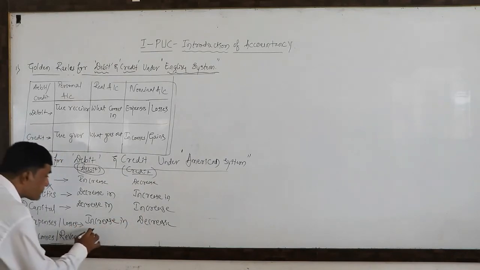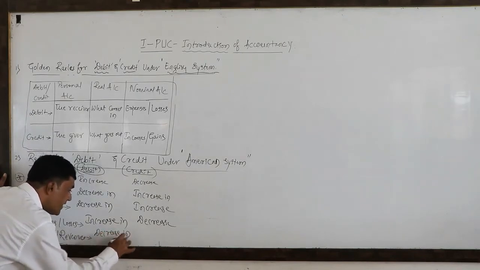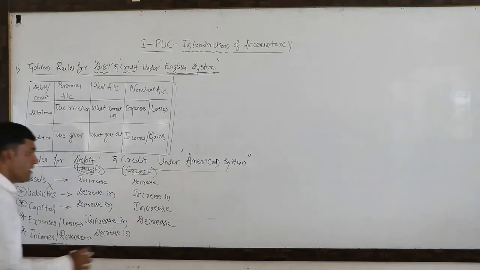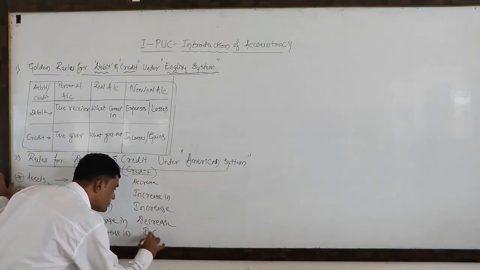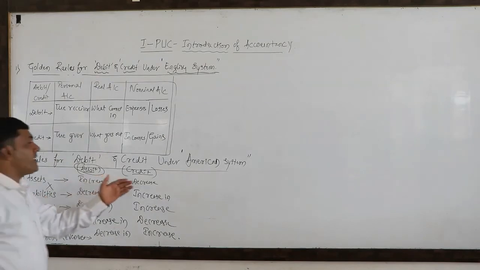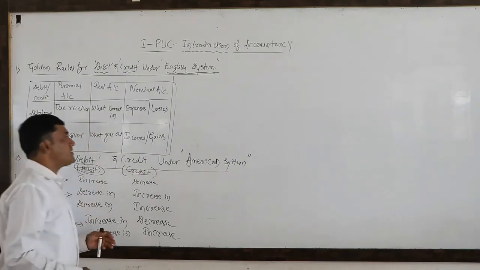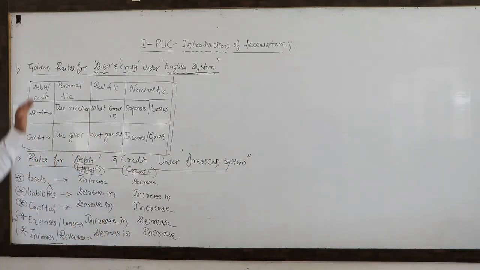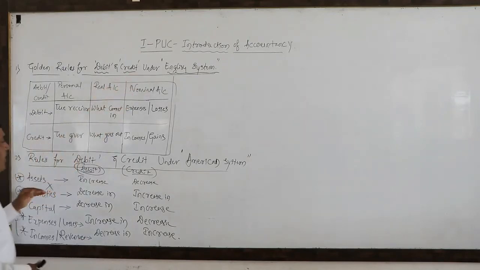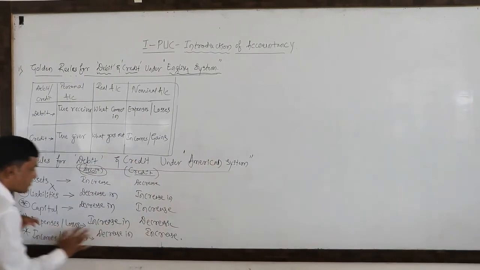The incomes: decrease in incomes, debit. Increase in income, credit. Like this are the rules for debiting and crediting under the American system. So both are quite similar. It is the initial stage, dear students, later on you will come to know it. Don't get confused regarding the rules for debiting and crediting under the English system and the American system. The choice is left to you, but the present system is the American system, dear students.